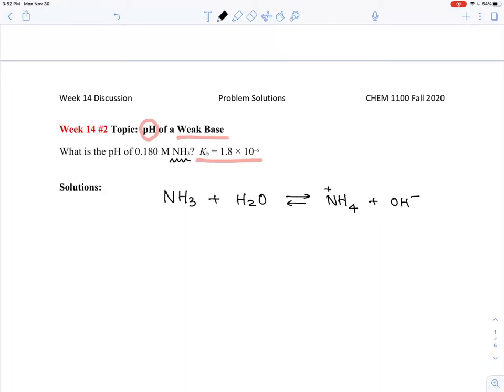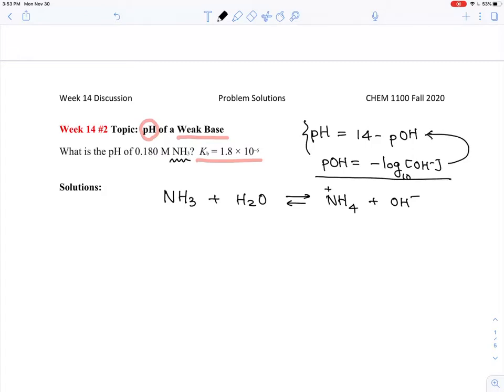And the one thing that for sure is, we want to calculate the pH, but what we know is pH is 14 minus pOH, right? And that's for sure. And then the pOH can be calculated by minus log 10 of the OH minus concentration. So once you have the pOH number, we can calculate pH from this simple arithmetic equation.